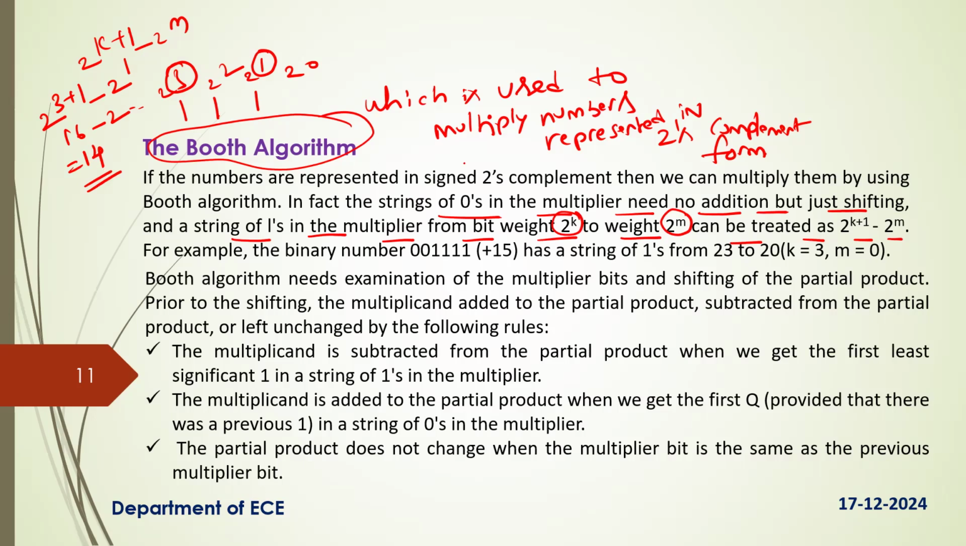If you take an example, for instance the binary number with 4 ones, there is a string of ones from 2 power 0, 2 power 1, 2 square, 2 cube. It has a string of ones from 2 cube to 2 power 0. So here the value of k is 3 and the value of m is 0. Now, the main steps involved in the Booth algorithm are the examination of the multiplier bits and shifting of the partial product.